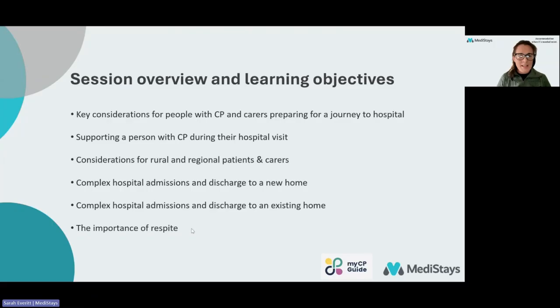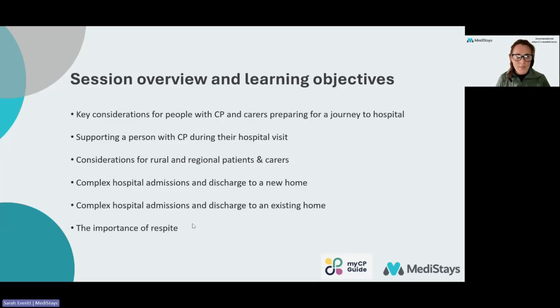As Wade mentioned, I'll touch on several parts of the journey of somebody with CP and their family or carers who are on a journey to hospital. Again, this is very general in nature. They may be travelling just a short distance or indeed very long distances. We do find that patients in Australia are often required to travel very long distances to access specialist care, whether that's for CP or for somebody living with a diagnosis of CP but having other forms of medical or specialist care.